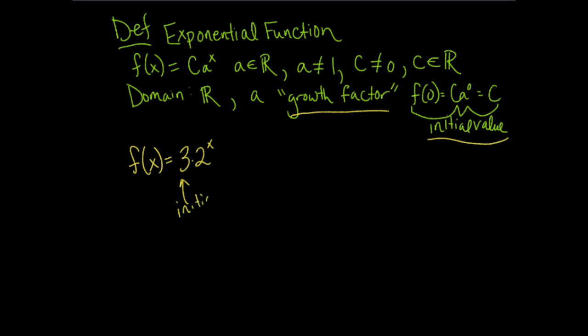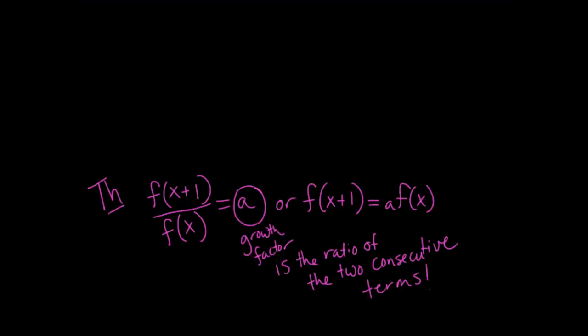So from our initial example, we have 3 as our initial value, and you can check that by inputting f of 0. You get 2 to the 0 is 1, so it's 3. 2 is our growth factor. We're doubling every output from the previous output. So we have a theorem that to find the growth factor, you take the ratio of two consecutive terms, f of x plus 1 over f of x, which is equal to a.